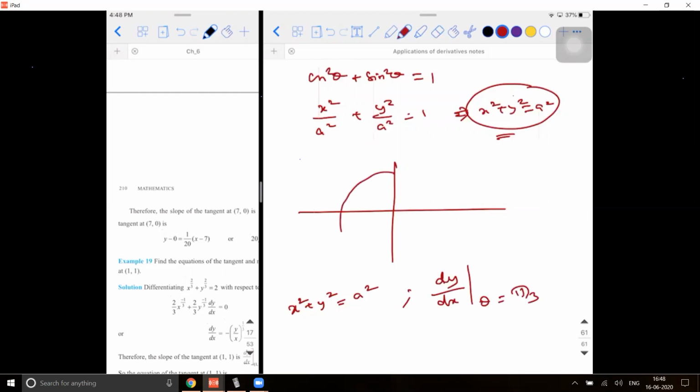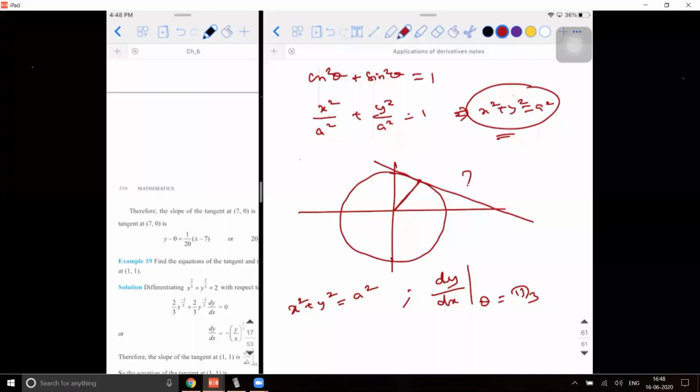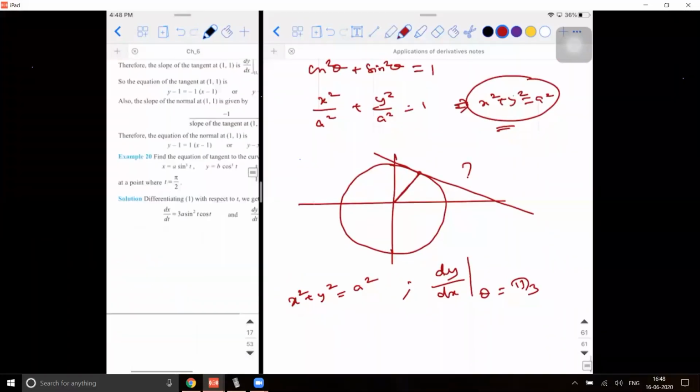Means you have a circle, and on the circle you have a parametric coordinate, right? And this parametric coordinate is such that the radius is making an angle of 60 degrees. So at this point, if you draw a tangent, what would be the slope of it? Are you able to understand? So that is the meaning, if you have to visualize it diagrammatically. Sometimes these kinds of questions will be asked.